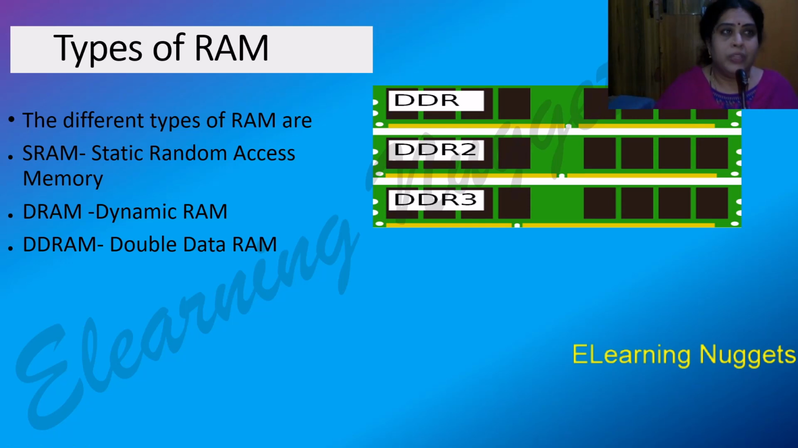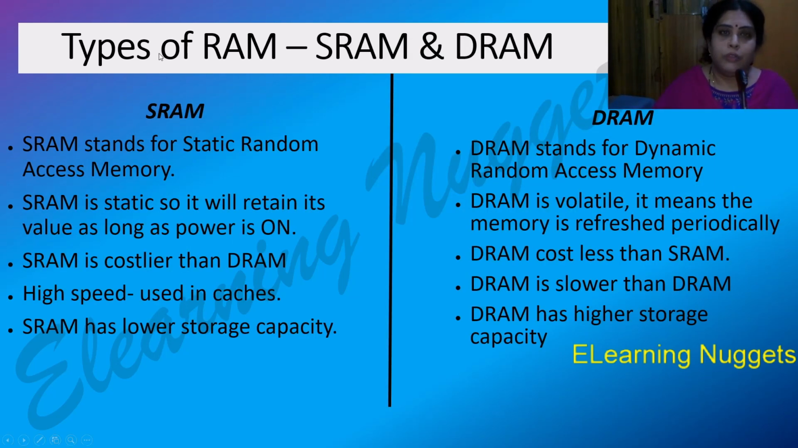What are the different types of RAM? RAM is of different types. You have SRAM, which stands for static random access memory, DRAM, dynamic random access memory, and DDRAM, which is double data random access memory. Each of these types of RAM, which you can see here, has a very high speed. So it has been an improvisation over the period of time.